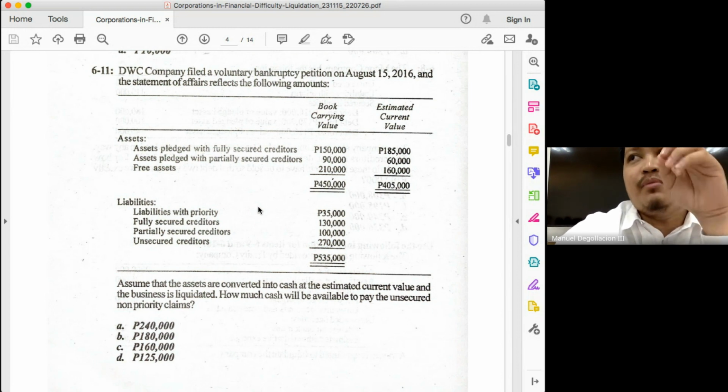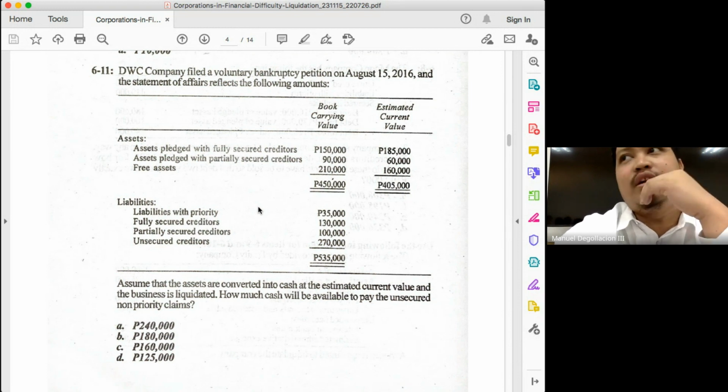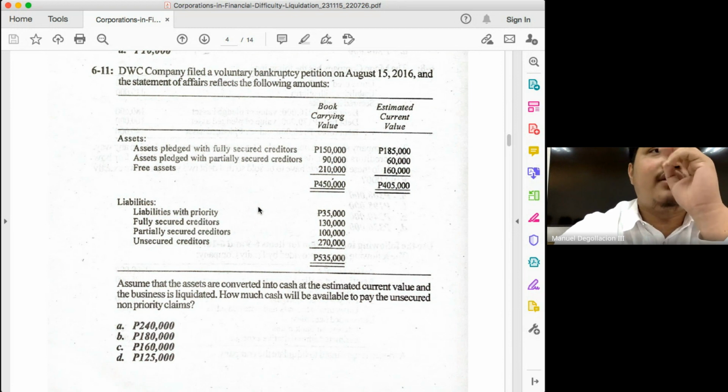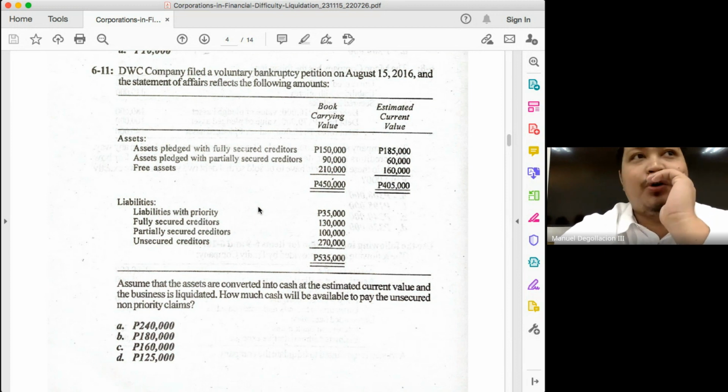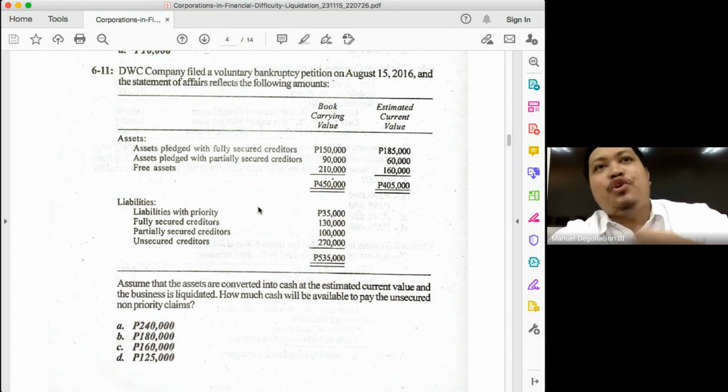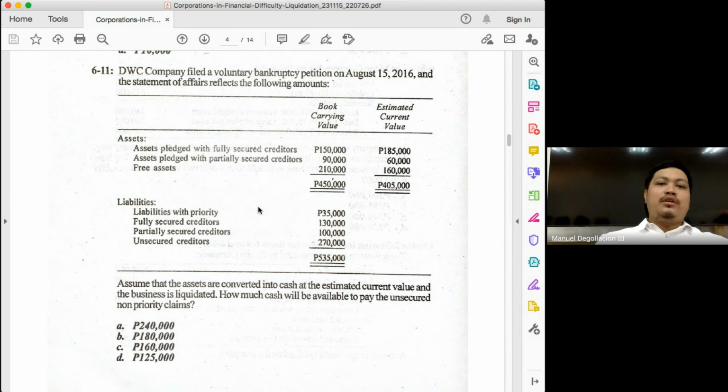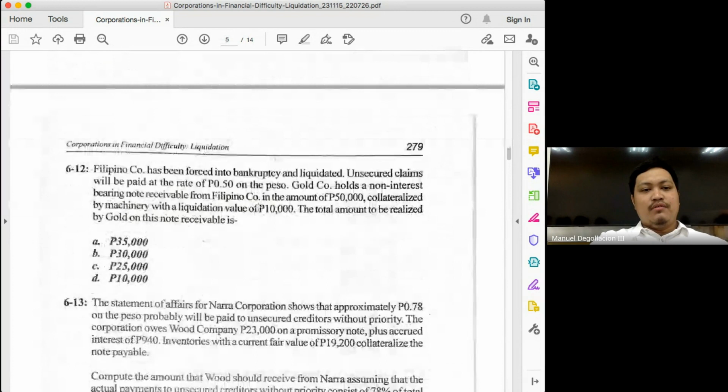In remembering the numerator and denominator, class, how many things do I want you to remember for your net free assets? Two. The first one, do not forget to add the excess on your fully secured liabilities. And second, do not forget to deduct the unsecured claims with priority. And how many things do I want you to remember for your denominator, class? One. Add the unsecured portion of your partially secured liabilities. Okay, let's proceed to problem 6-12.